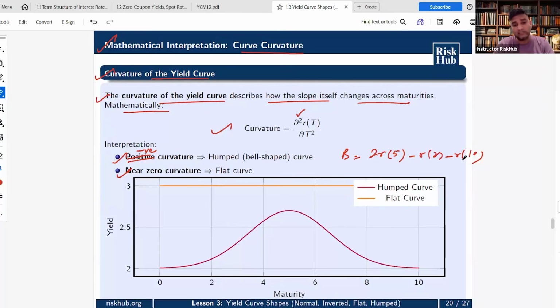Positive B means the belly is rich relative to the wings, which is a hump, right? Note that this is positive for a hump while the second derivative is negative for the same shape. The two conventions do not agree in sign, so do not mix them. The chart which we need to understand has the horizontal axis maturity running 0 to 10, and the vertical axis yield running 2 to 3.